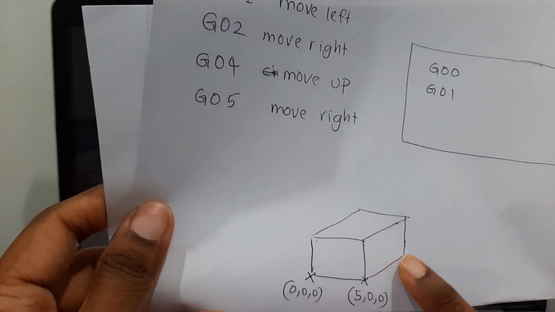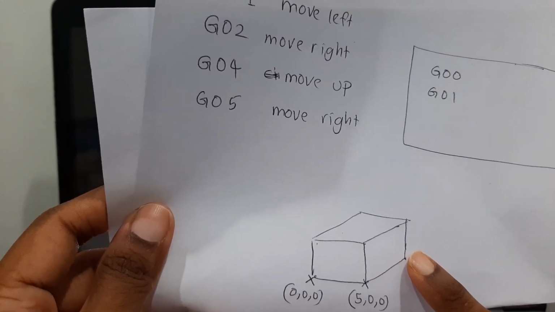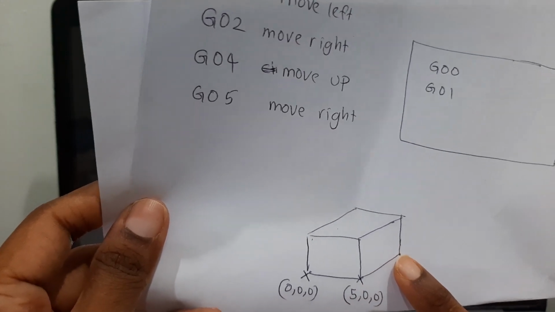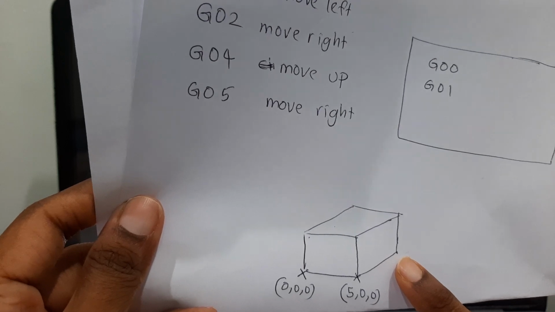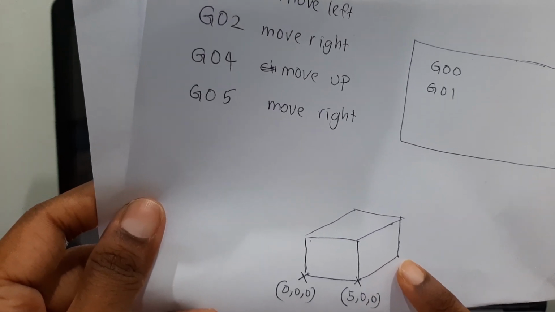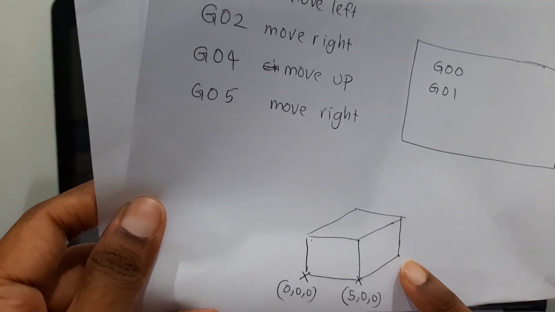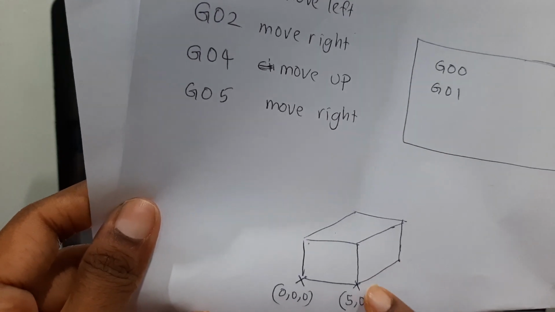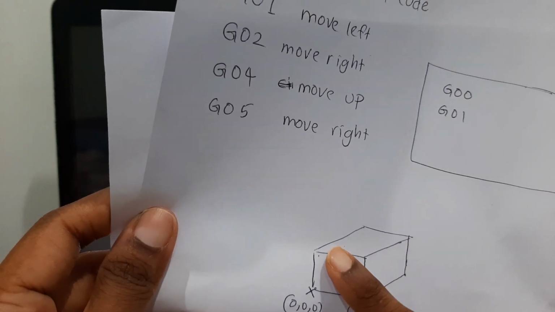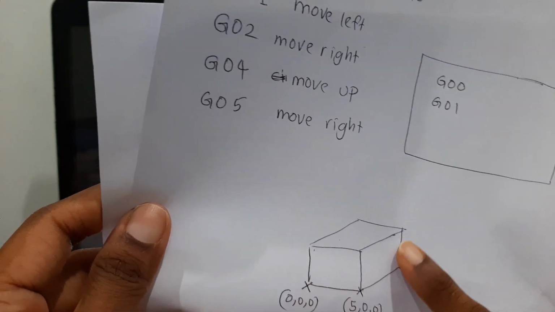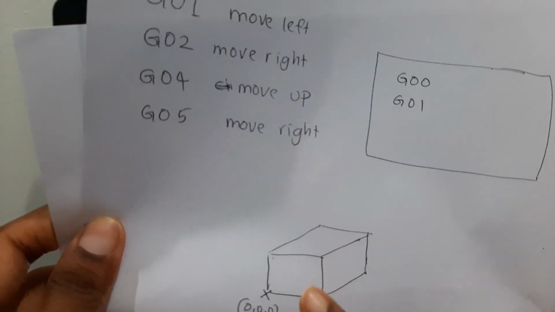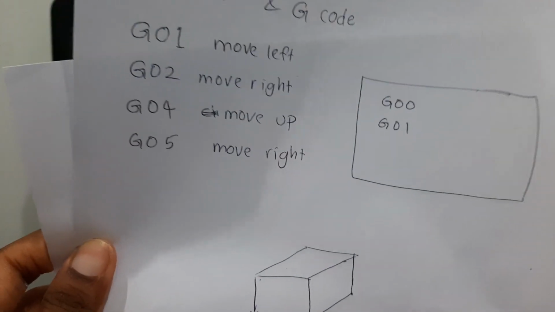Then you want it to move in the z direction. If you want it to move in the z direction by 7 units, the direction is move up, so G04 x0 y0 z7. Your tool will move from here to here. You define the path of the tool until you finish the whole cycle and come back to the origin.